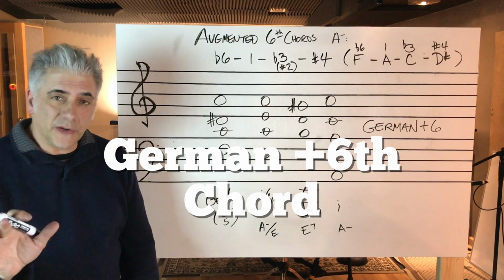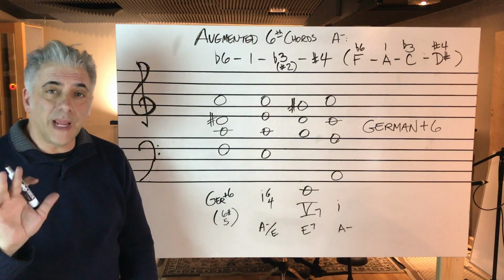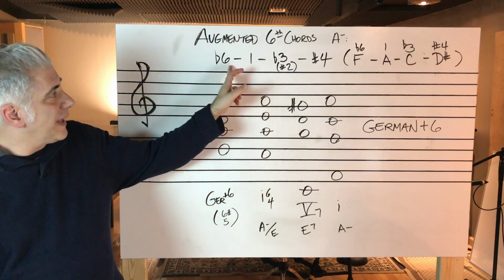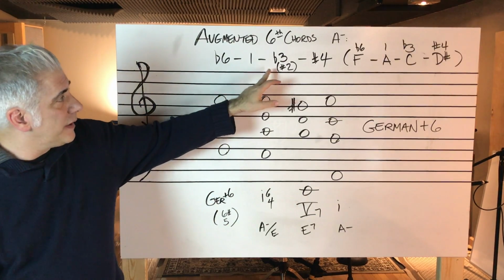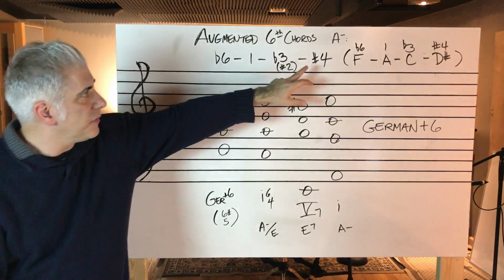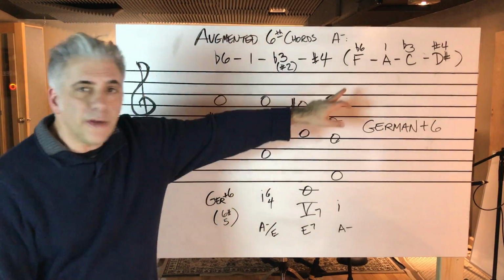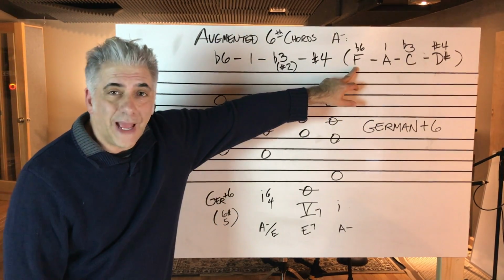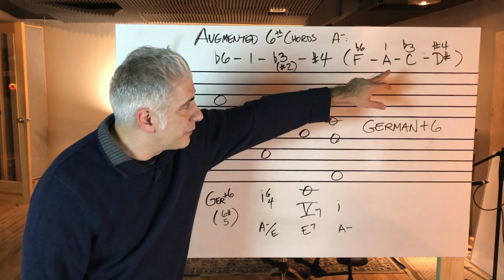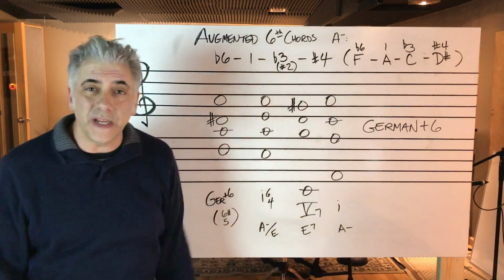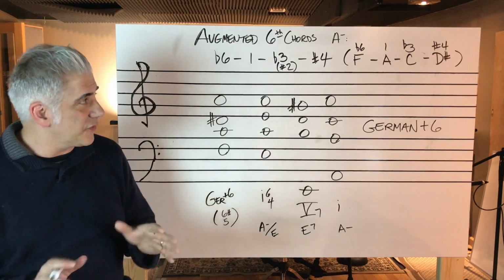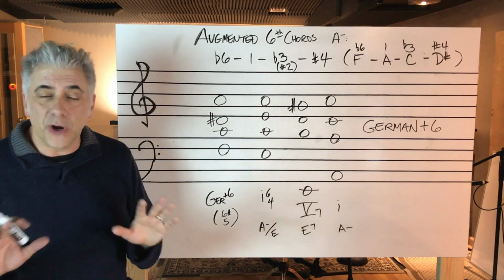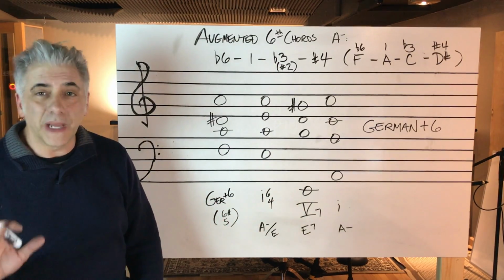Cool sound. The German augmented 6th, in this case we're going to use the key of A minor, is built on the flat 6. Okay, so the notes of the chord, here's the formula: flat 6, 1, flat 3, could be sharp 2, sharp 4. So in the key of A minor, the flat 6 is the note F, the 1 is A, the flat 3 is C, and the sharp 4 is D sharp. Okay, that's how you figure out the formula for the German augmented 6th chord. Do that and you're safe. You already know what it is then. You know the notes that make up the chord.